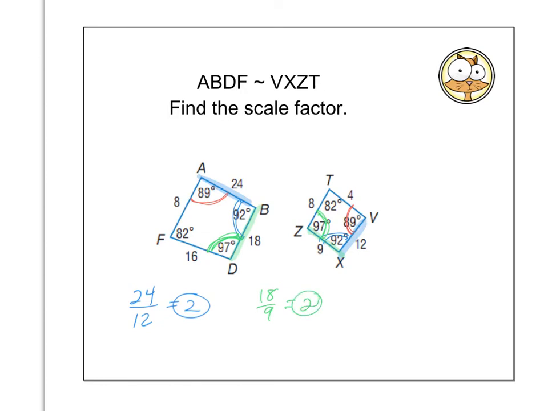Matching up between the 97 and the 82 is 16, and between 97 and 82 is 8. So what if I do 16 divided by 8? Yep, I got 2. And then the last one is 8 divided by 4, which is 2. So guess what the scale factor is? Scale factor is 2.